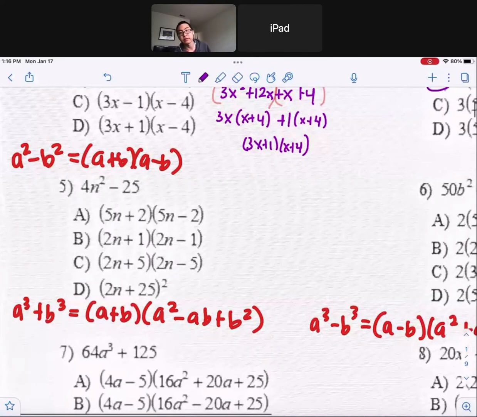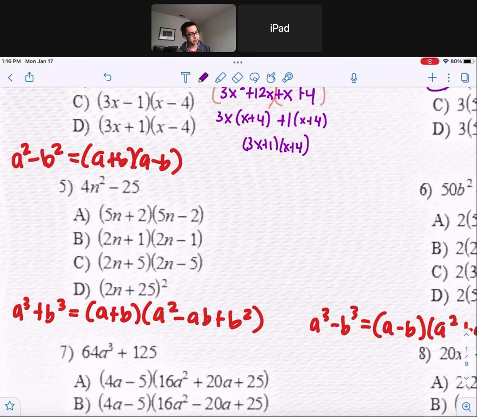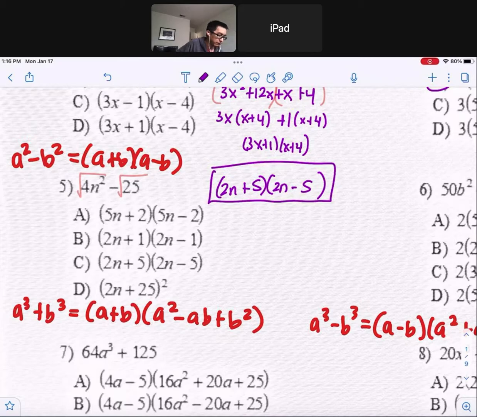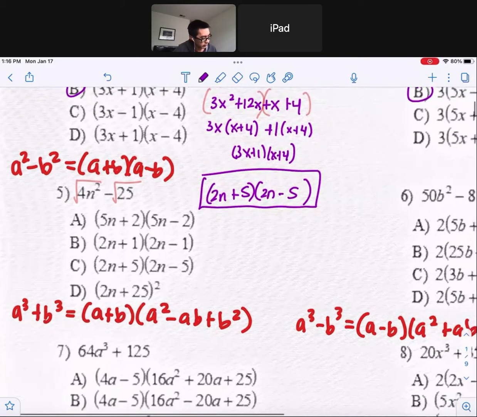Okay, number 5. So this is a difference of squares factoring. When we have two terms, and there's a subtraction sign, and each is squared, we can take the square root of both and factor it as a plus b times a minus b. So both of these, we can take the square root. What times itself is 4n squared? That's 2n times 2n. What times itself is 25? 5 times 5. Plus and minus. Okay? So that is where we get C. We get C right there.